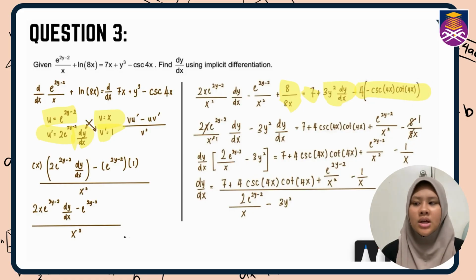As we can see here, we can simplify the first term by cancelling out the x, and we can also simplify the 8 over 8x to be 1 over x. And then I group the terms with dy over dx to the left. Then factor out the dy over dx from the two terms. Finally, solve for dy over dx by making the non-factored terms into the denominator for the terms without dy over dx.